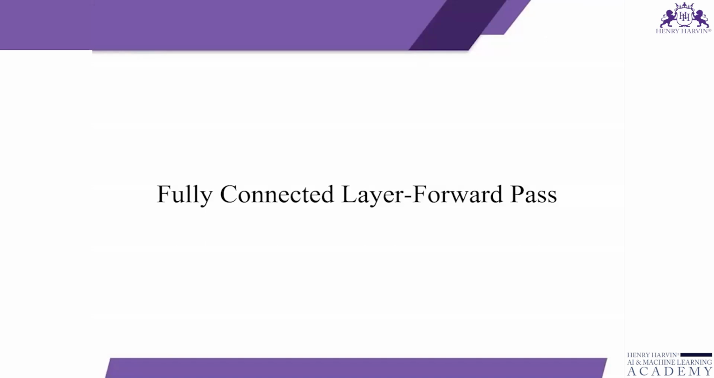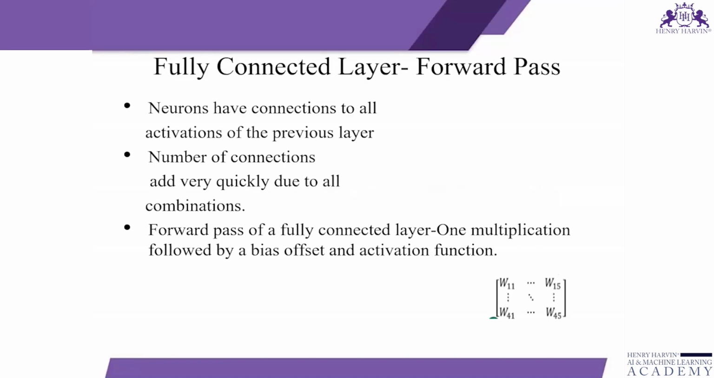In a fully connected layer, neurons have connections to all the neurons in the previous layer. These connections grow very quickly due to all the combinations. So if you have m neurons in the previous layer and n neurons in the current layer, you will have m times n connections. It so happens that fully connected layers have the maximum number of learnable parameters compared to the previous ones.